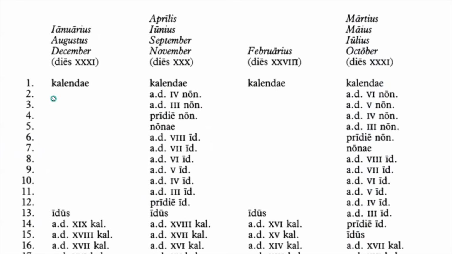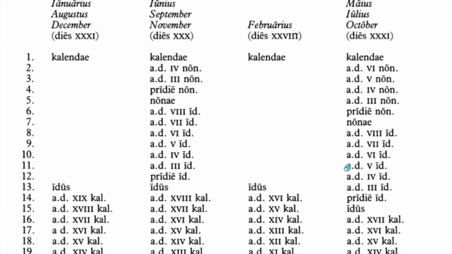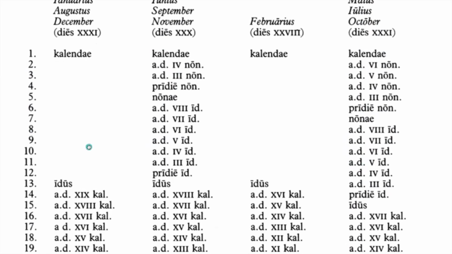And that changes everything. You see, the 2nd of September is 4 days before the nonae because the nonae are on the 5th. But the 2nd of July is 6 days before the nonae because the nonae are on the 7th. You see, and same thing with the idus, by the way. The 9th of December is going to be 5 days before the idus of December. But the 9th of October is going to be 7 days before the idus of October because the idus of October is on the 15th, not on the 13th. So it's a freaking mess.